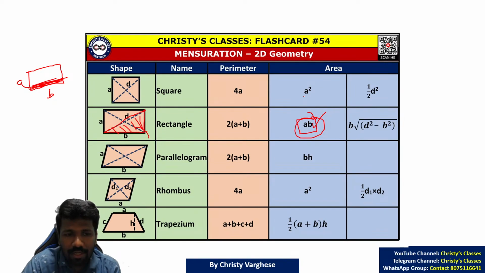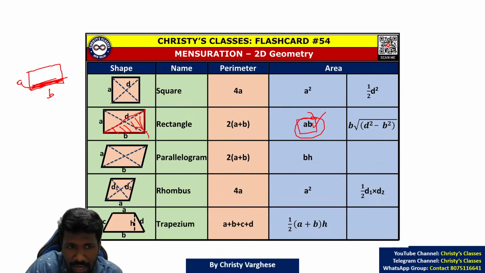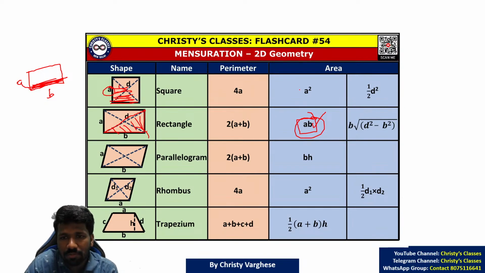Okay, anyway, area of a square is A square because A length, you are repeating A length for how many times? A times. So A into A, or A plus A plus A, A times. So A square. Just like the rectangle area was derived.